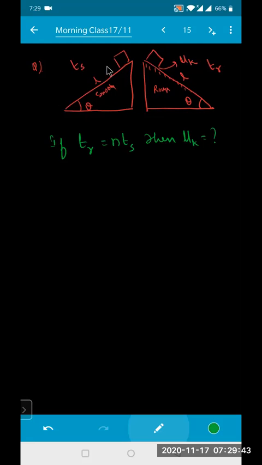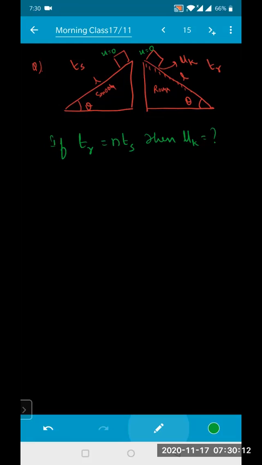That is the time of the smooth surface. On the rough surface, it is taking Tr. And the problem is telling, if time taken on the rough surface is n times the time taken on the smooth surface, then the mu k value is asked. No doubt, again, the body is starting from rest. For this one also u is equal to 0, and for this one also u is equal to 0. Is the question clear for you?